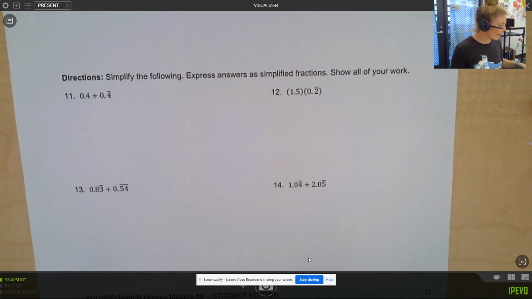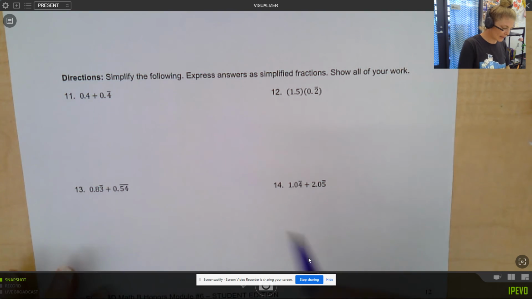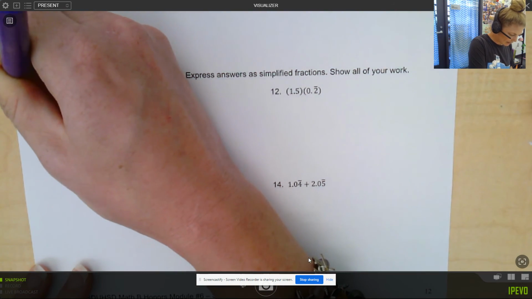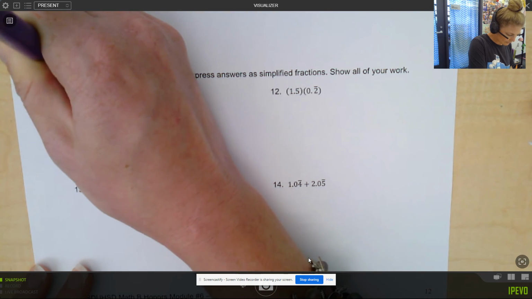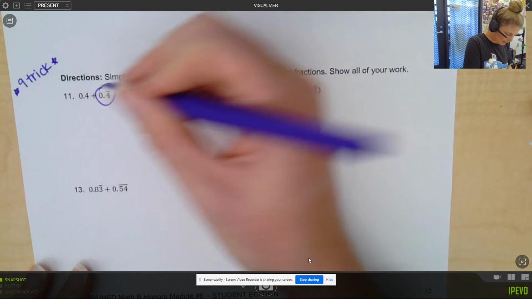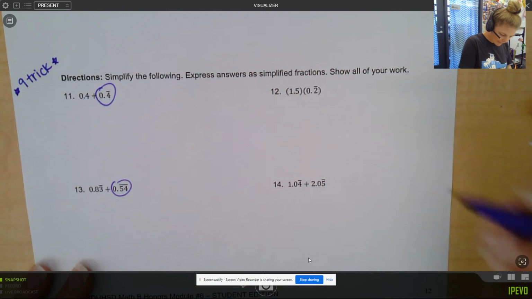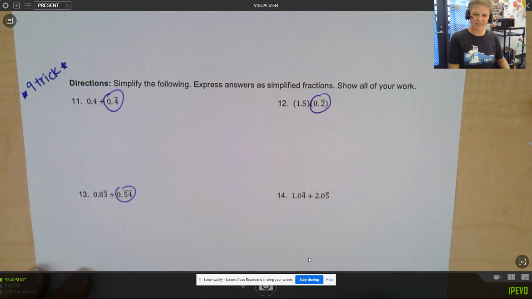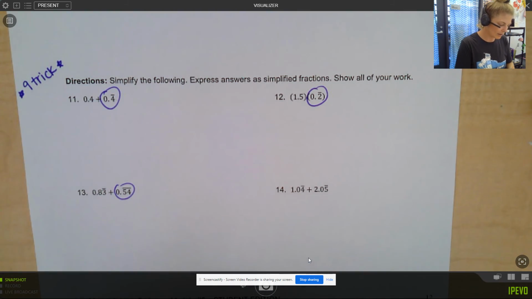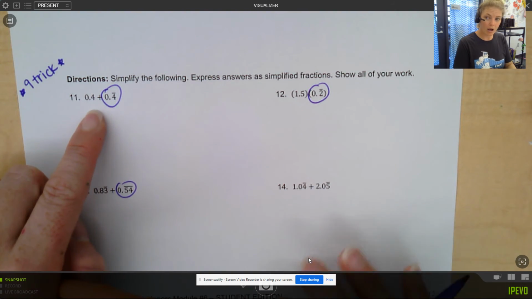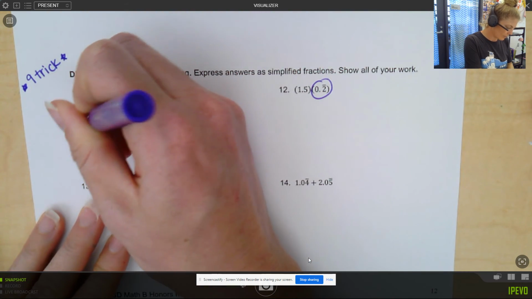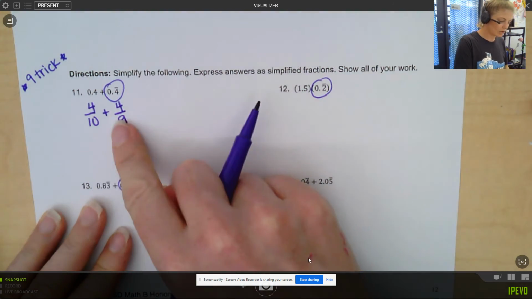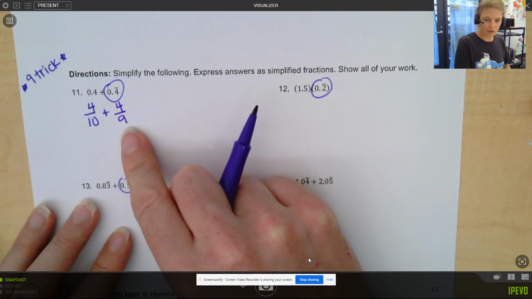Okay. So practicing, we are going to apply our skills to rewrite the decimals as fractions and then do the math. Okay. I will help you get set up. So taking a look, I want you to think about the 9 trick. You can use the 9 trick here and here and here, right? And that's great. It's awesome that we can use the 9 trick. So we can think about, this is 4/10. Oh, I know how to write that as a fraction. 4/10 plus, this is 0.4 repeating, so it's 4/9. Okay, you know when you add, you need a common denominator. So go ahead and finish 11.